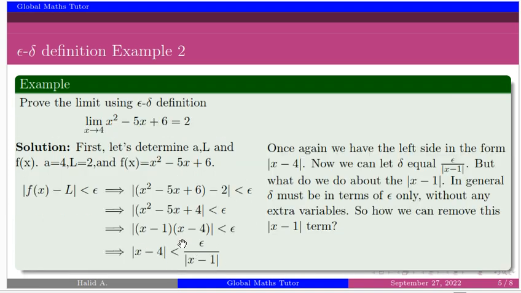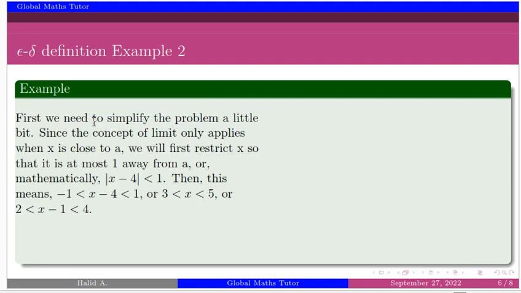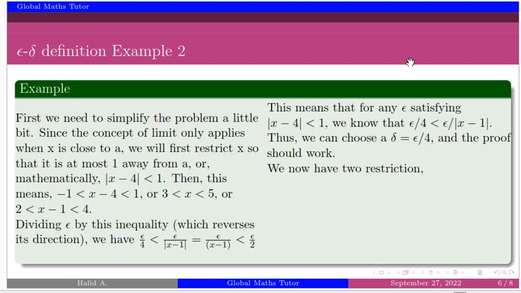this one as less than epsilon over 4, because this expression is always greater than epsilon over 4 if we restrict our x from a to 1. So this means we can choose a delta epsilon over 4, but we have to have two restrictions.